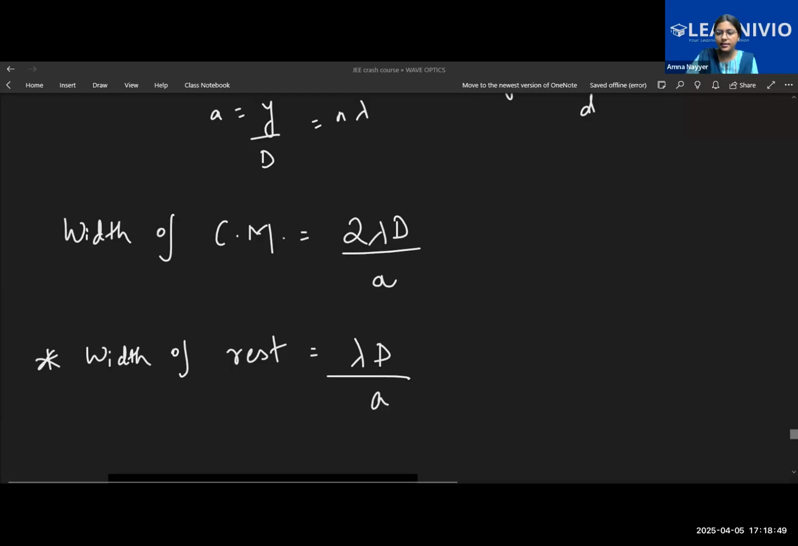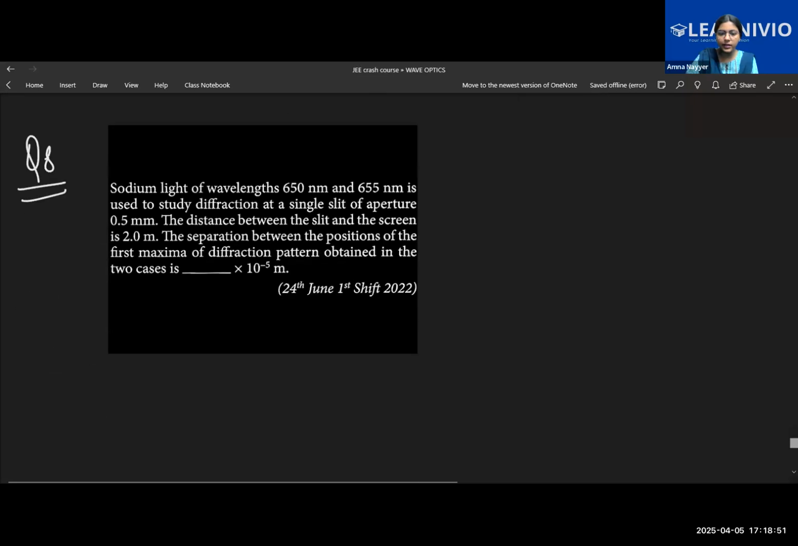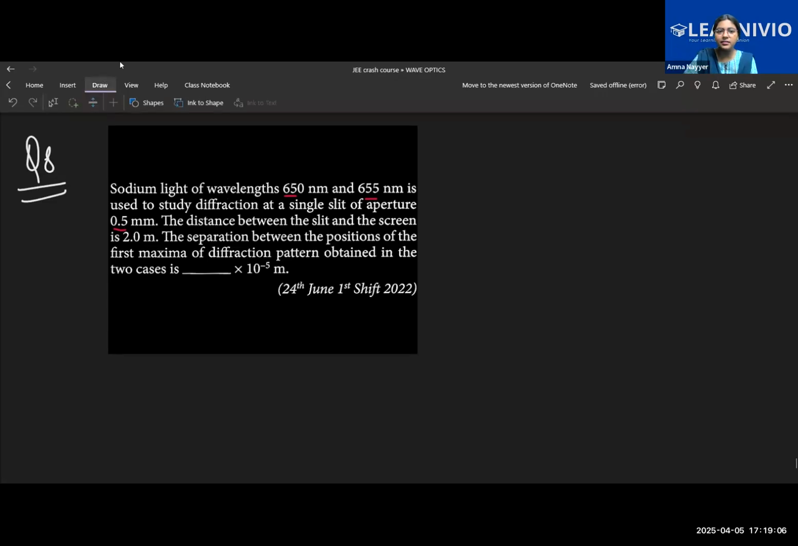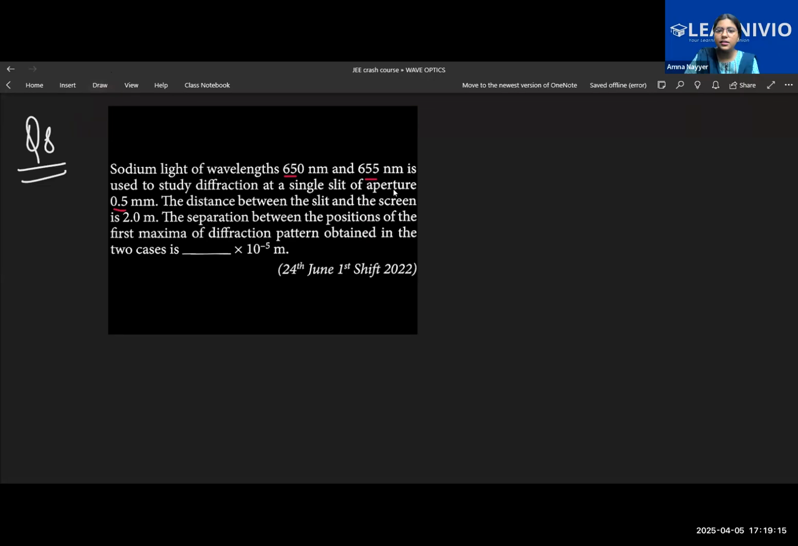Okay, let's discuss one good question from the 2022 paper. This says sodium light of wavelength 650 nanometer and 655 nanometer is used to study diffraction at a single slit of aperture 0.5. What is this aperture? The A that we write in this, because here the slit width is not there, the separation between both the slits as we used to do in the interference. So this A that I have written in the formula is your slit aperture only.